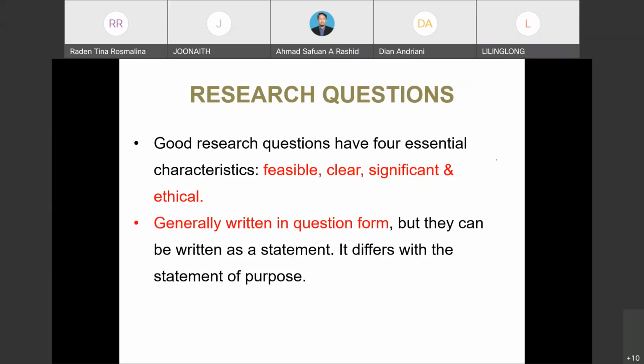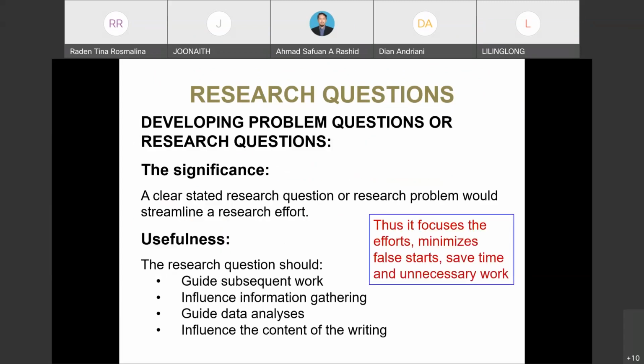Generally it is written in question form, but it can be written as a statement. So it is better to have it as a statement. Developing a research question: a clear, significant research question or research problem would streamline a research effort. Usefulness: the research question should guide subsequent work, influence information gathering, guide data analysis, and influence the content of the writing. Those focus the effort, minimize false starts, and save time and unnecessary work.